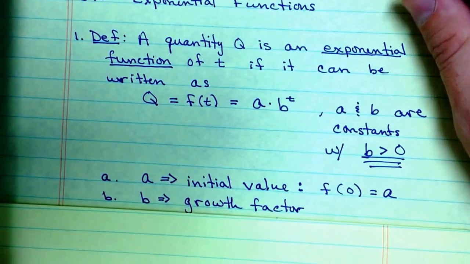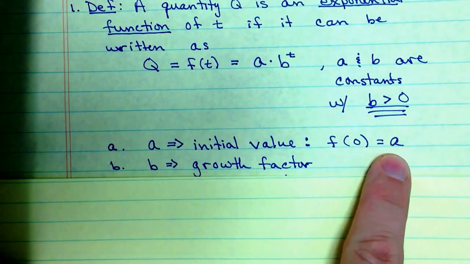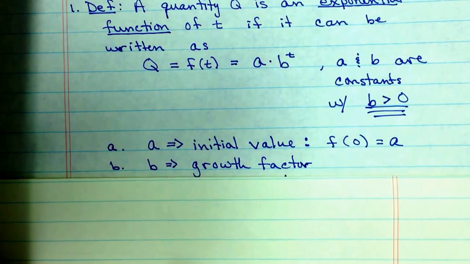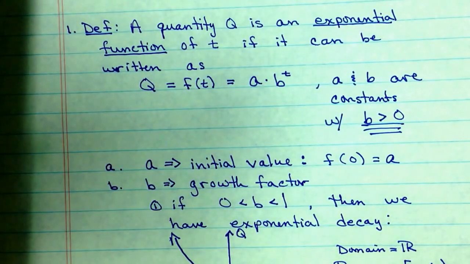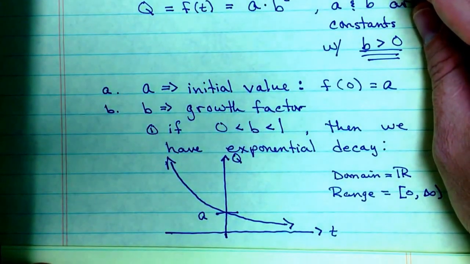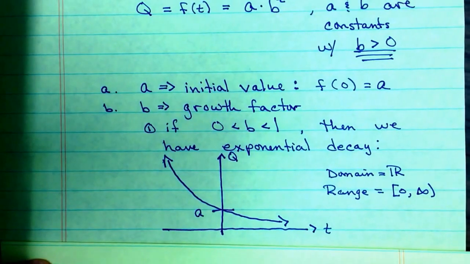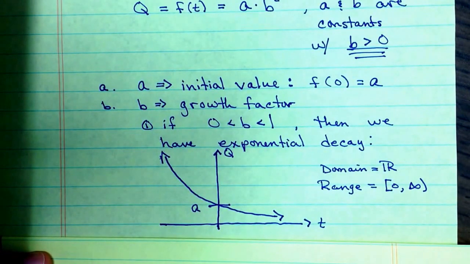All right, so a couple things to note. We call a the initial value, so that means f of 0 always gives us a. And b we're going to call the growth factor. Now there are two types of things we can have here for b. Since we want b to be positive, first we can have b between 0 and 1. If b is between 0 and 1, then we have exponential decay.